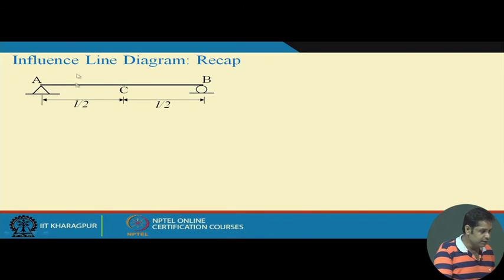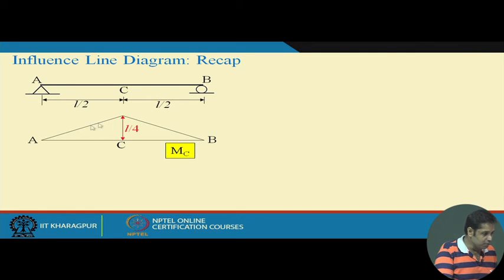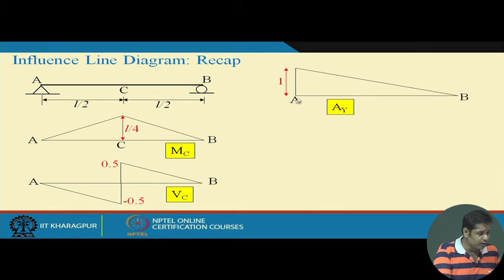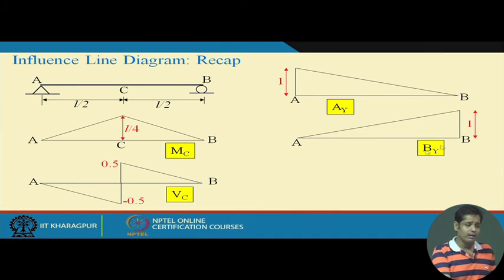If this is a beam, and we are interested in the support reactions and the bending moment and shear force at the midpoint C. Now we know this is the influence line diagram for bending moment, and this ordinate is L by 4. We also know that this is the influence line for shear force at C, this is the influence line for reaction at A, and this is the influence line for reaction at B. So this we have already learned, right?